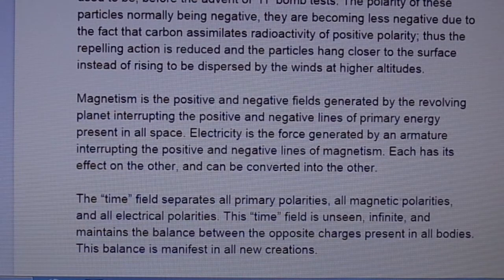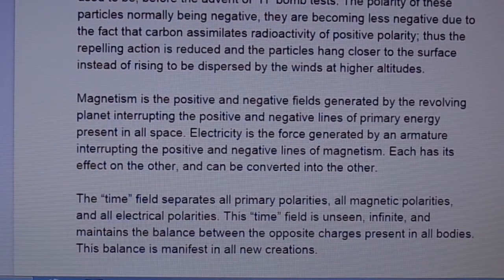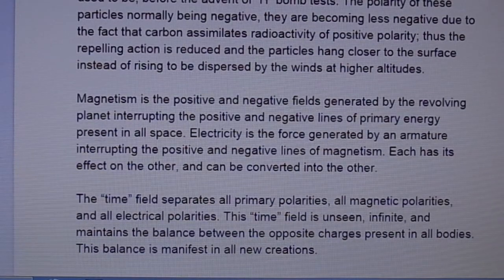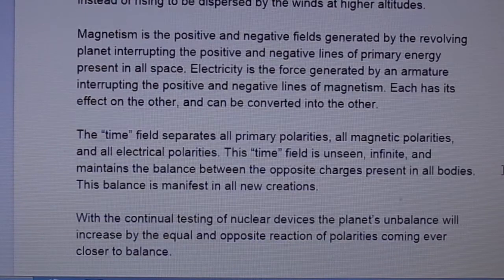Magnetism is the positive and negative fields generated by the revolving planet, interrupting the positive and negative lines of primary energy present in all space. Electricity is the force generated by an armature interrupting the positive and negative lines of magnetism. Each has its effect on the other, and can be converted into the other.